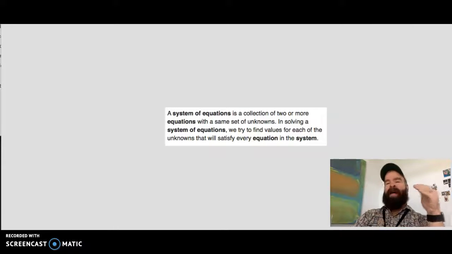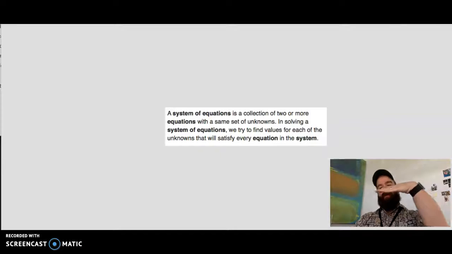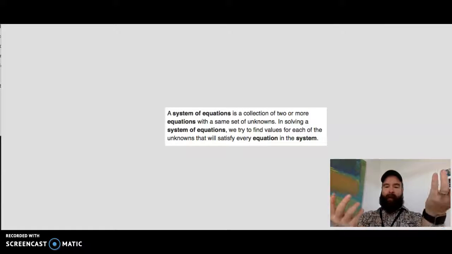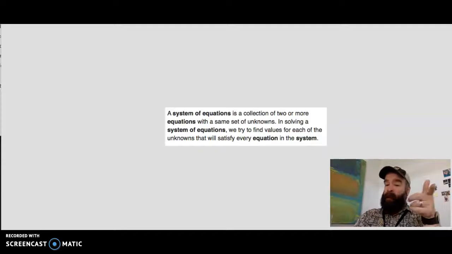You know how an equation can have an x and a y in it? Well, if I have one equation that has an x and a y in it, and another equation that also has the x and the y in it, a system of equations assumes that the x and the y are going to be the same x and y. So we're trying to find points, essentially, that satisfy both equations.